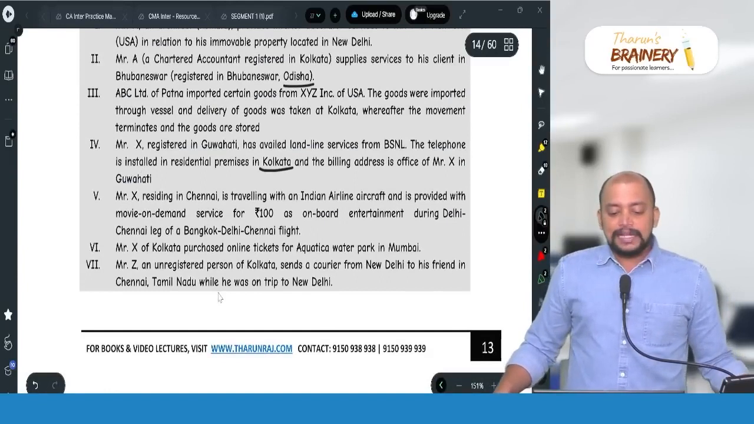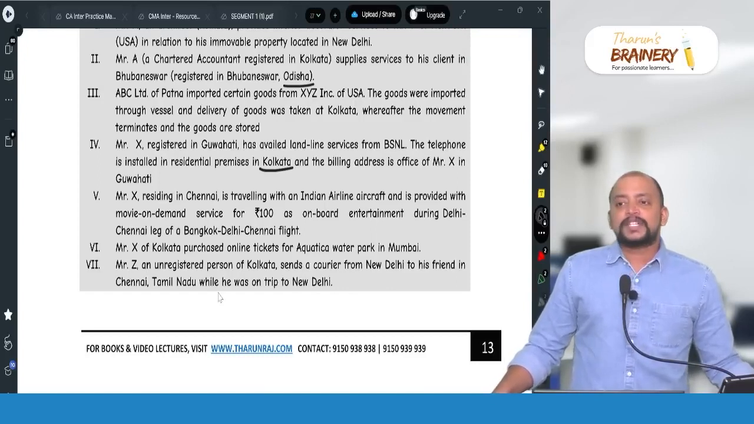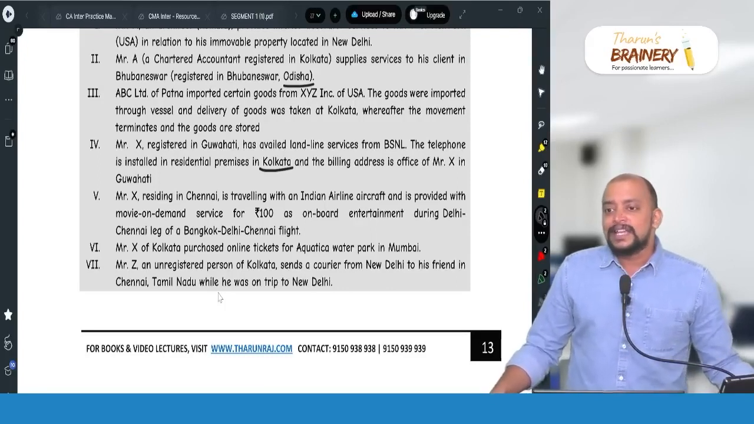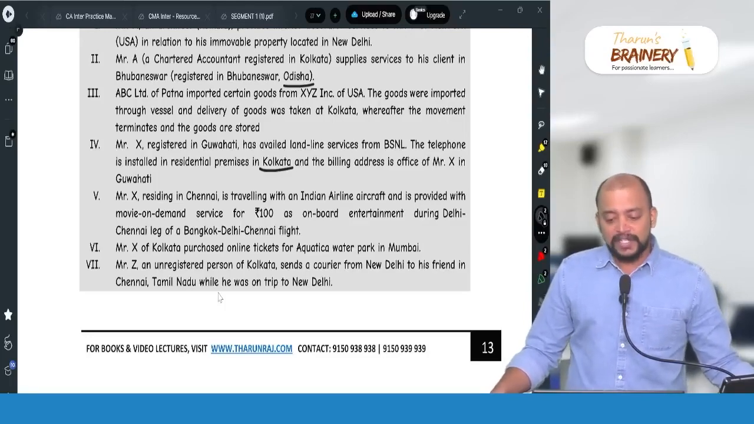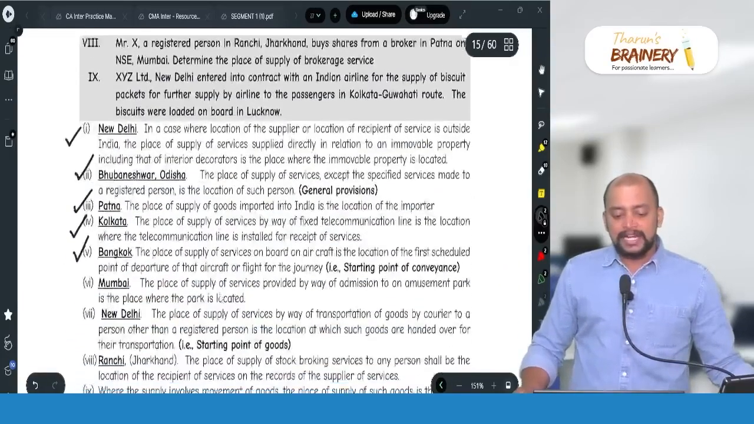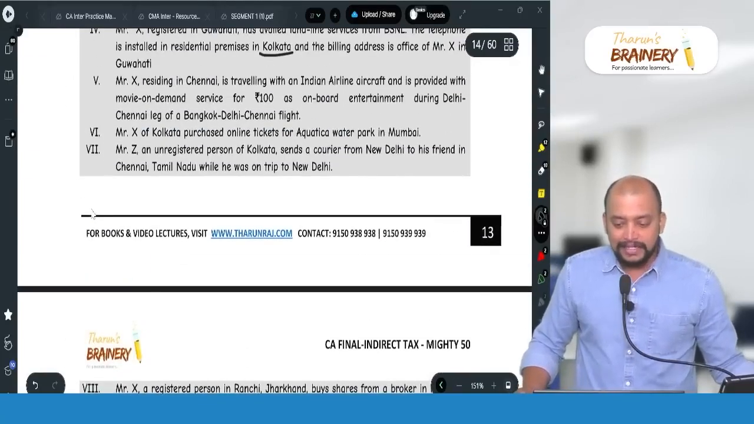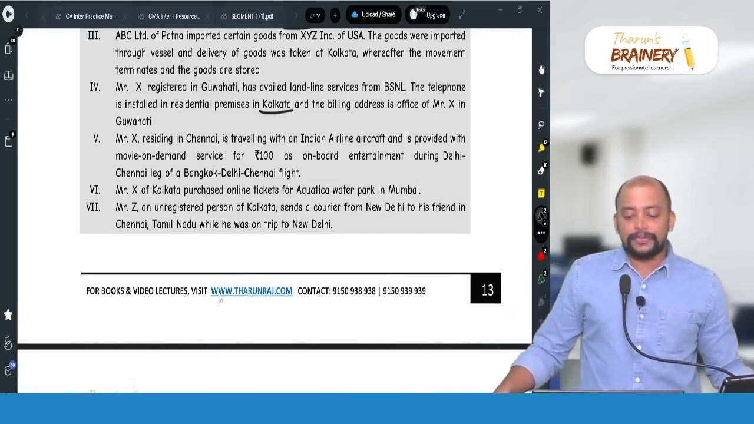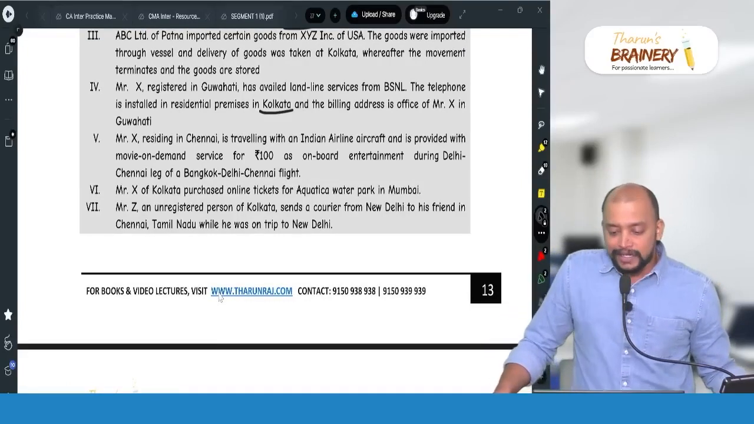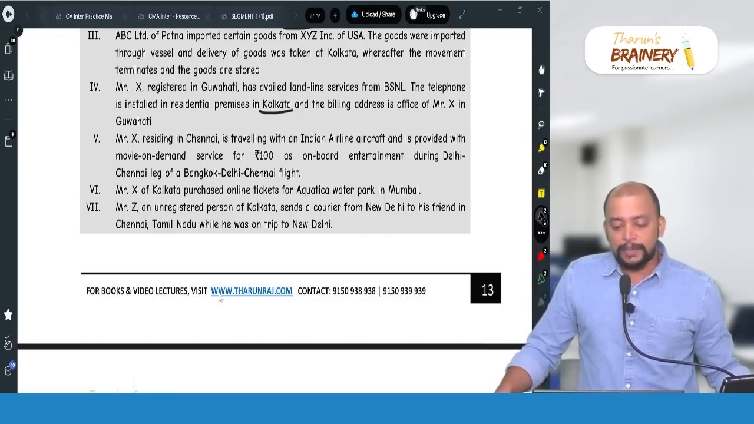Next, Mr. X of Kolkata purchased online tickets for Aquatica Water Park in Mumbai. So as per section 12 as well as 13, in case of admission to an event or place, location of the event or place will be taken as place of supply. So that is, Mumbai will be taken as place of supply. Then next, 7, Mr. Z, an unregistered person of Kolkata, sends a courier from New Delhi to his friend in Chennai, Tamil Nadu, while he was on trip to New Delhi.